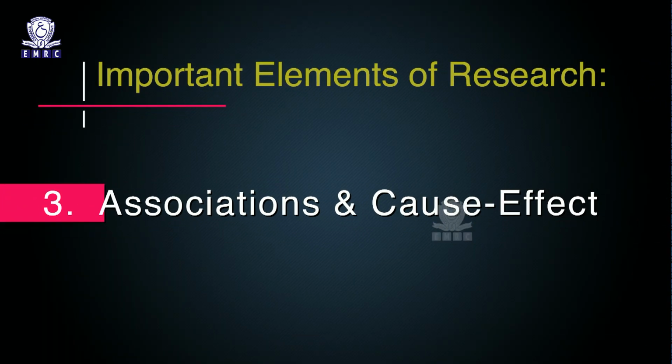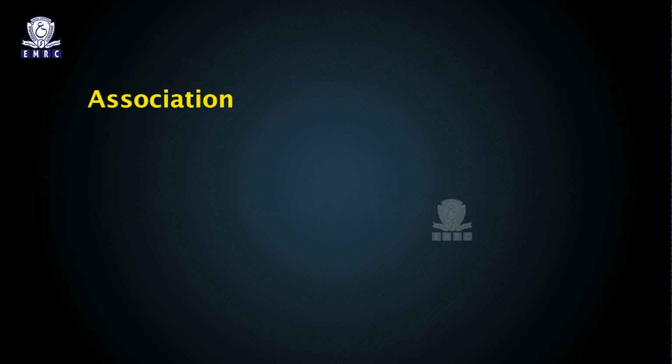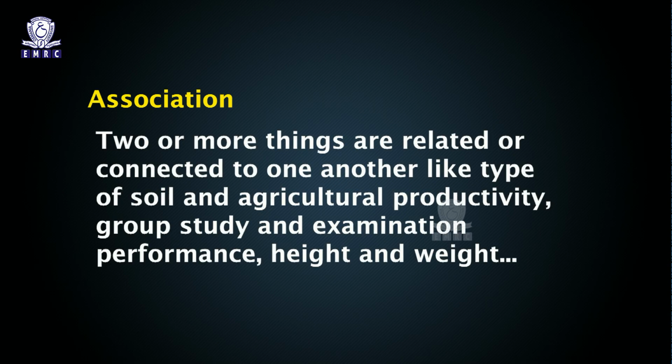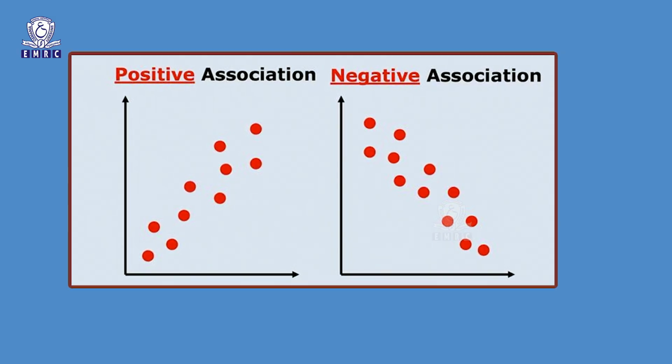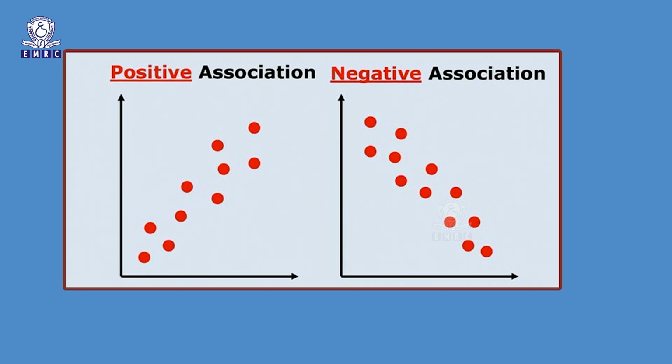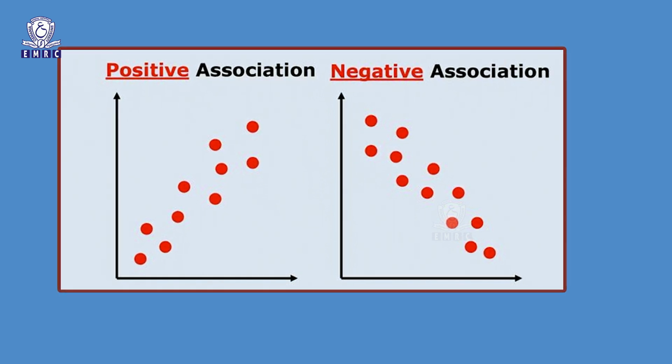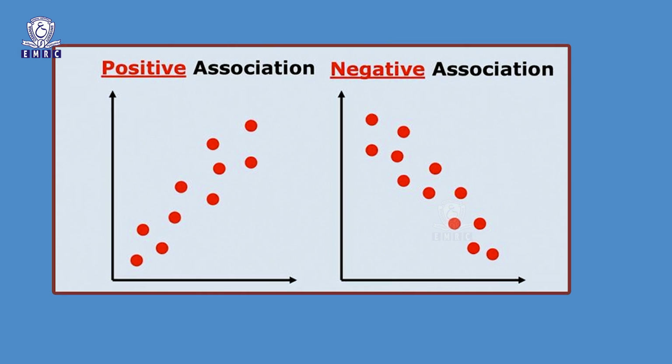Associations and cause-effect are also important elements in research. The term association means that two or more things are related or connected to one another, like type of soil and agricultural productivity, group study and examination performance, height and weight, etc. Associations can be positive or negative. Positive associations suggest that when one variable is increased, the value of another variable increases. For example, good soil quality helps in good agricultural produce.